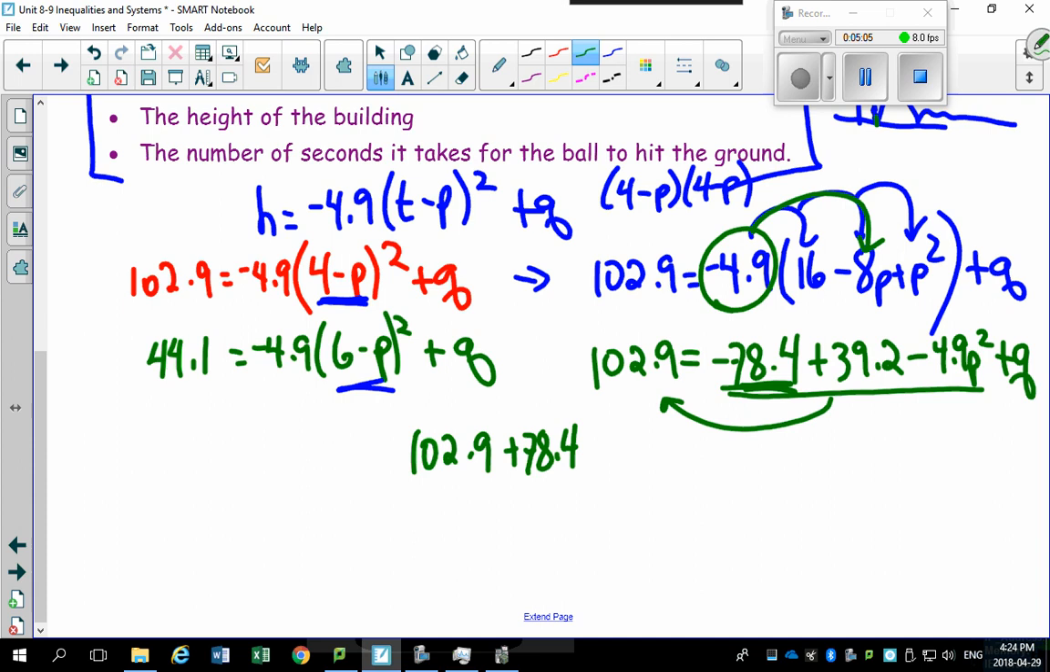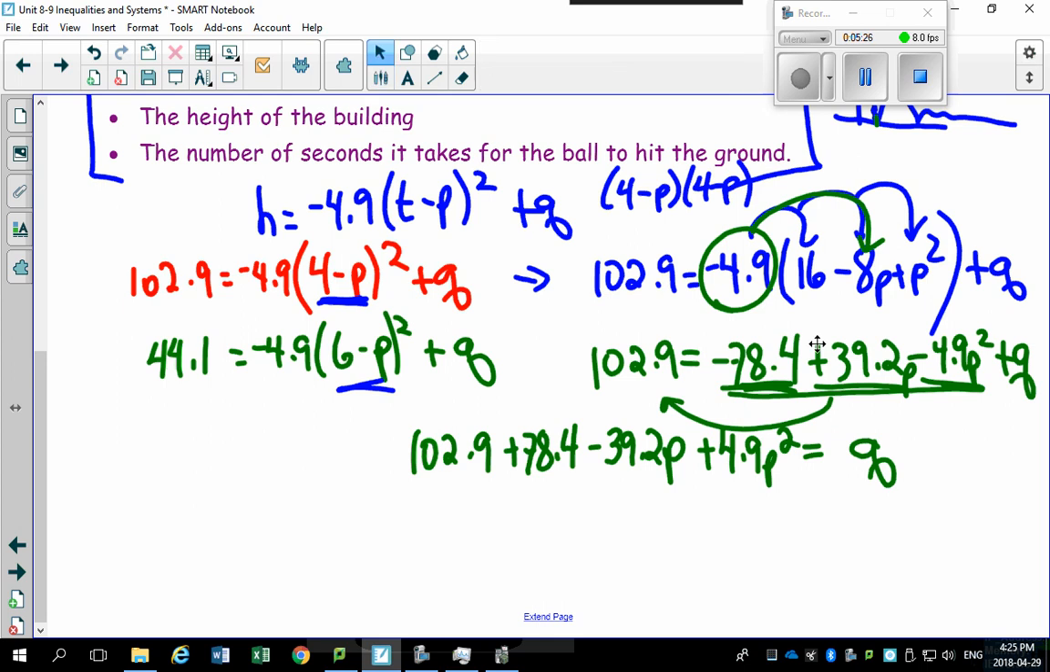I'm going to subtract the 39.2. Oh, we forgot the P on that. So subtract 39.2P. And then minus, I'm going to bring that over. It's going to be a plus 4.9P squared. And I'm just going to leave the Q where it is because I'm going to show you what I'm going to do in a second. And you're going to be really impressed.